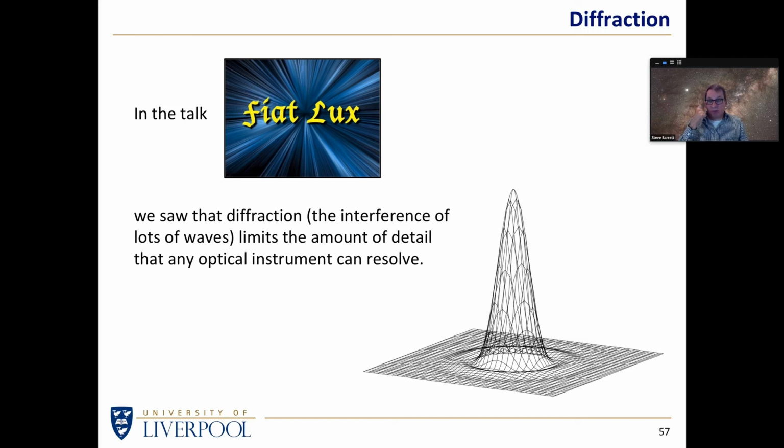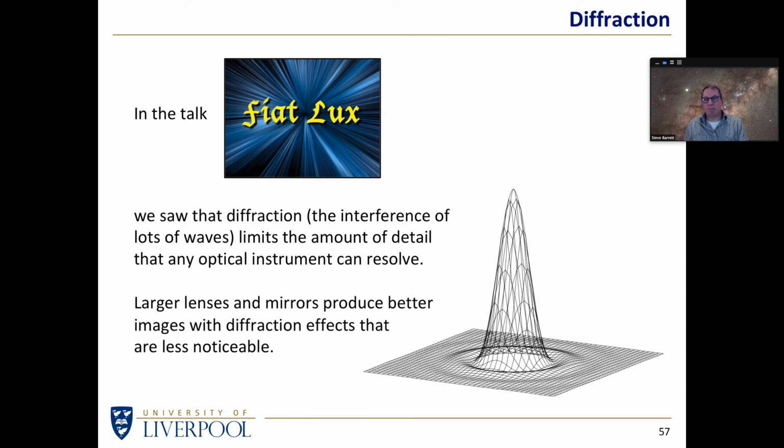And we found that diffraction will affect the optical resolution of an instrument. So yes, we always want telescopes to have as large an objective as possible, whether that be the size of the lens or the size of the mirror. We want the objective to be large simply to collect more light, but because of diffraction, the size of the mirror, the size of the lens, will affect the amount of detail that we can see. Larger lenses, larger mirrors produce better images because the diffraction effects are less noticeable.